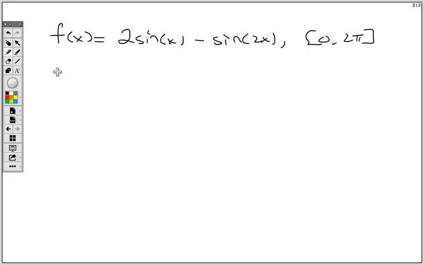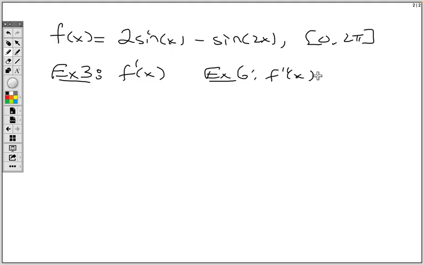And so example 3 is all about using the first derivative to tell us what's going on. And then example 6 is all about using the second derivative to tell us about the function. So we're going to combine them here today.